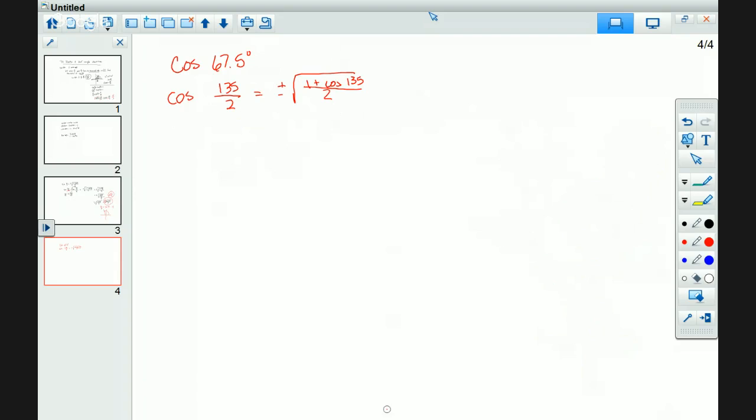If you're dealing with something that you can double and have an angle measure of it on your unit circle, you need to use a half angle identity. They work in tandem. So if you find something you can double, you have to halve it? Exactly. It's the opposite.